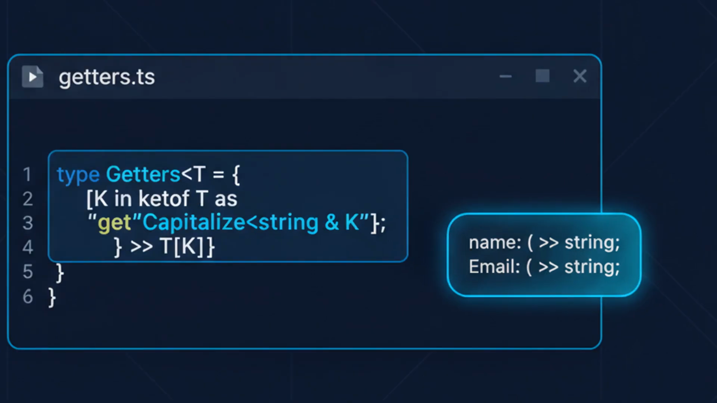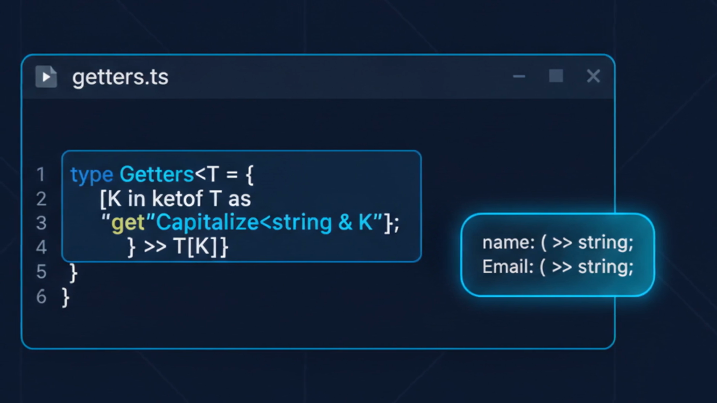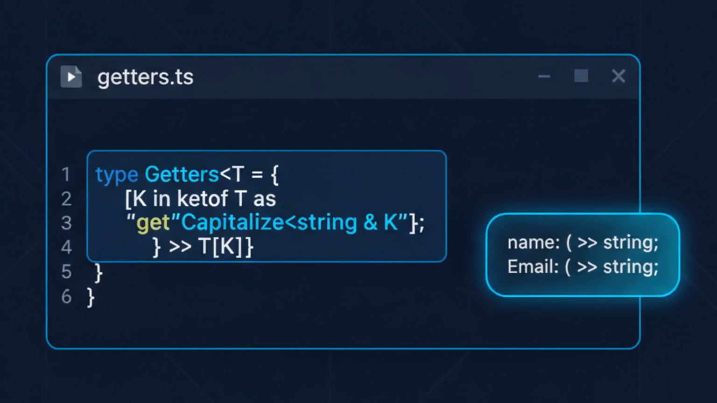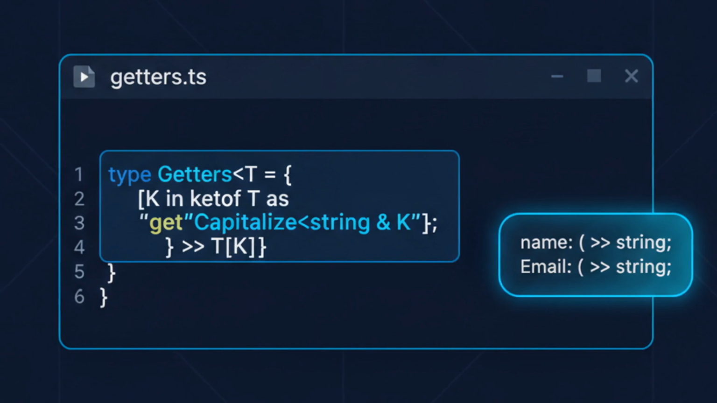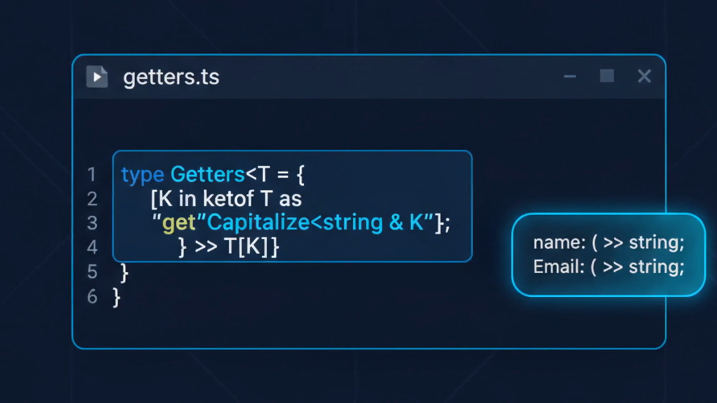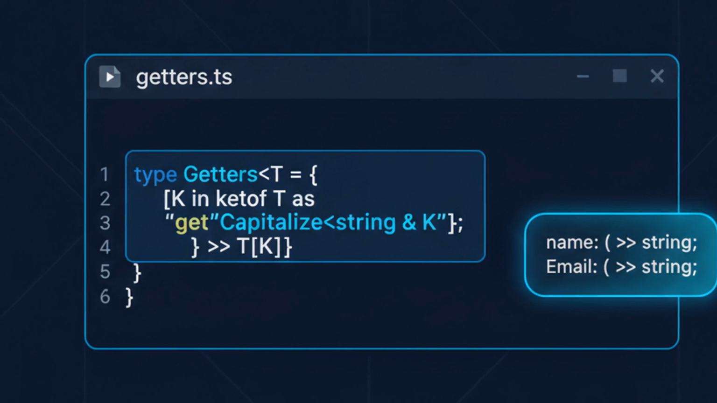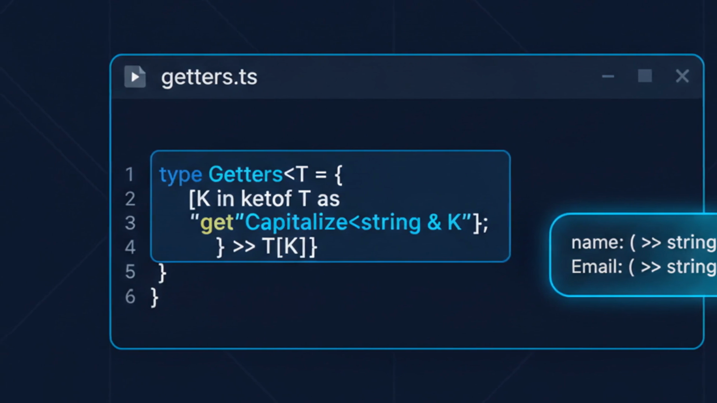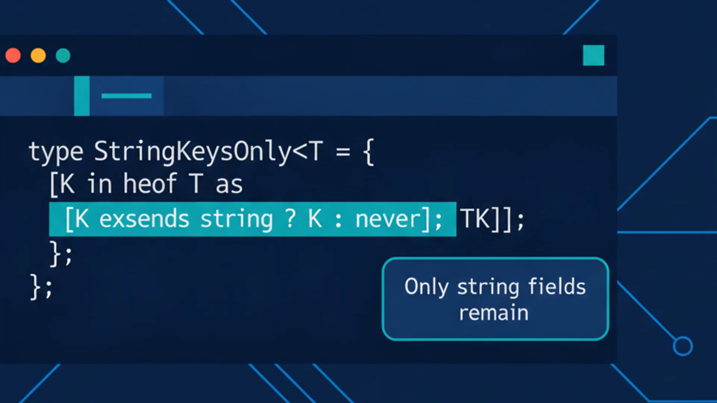TypeScript 4.1 introduced one of the most powerful additions: key remapping using the as clause. This lets you rename keys as you map over them. Combine it with template literal types, and you can generate getter method names automatically. Here, we turn each property into a getter. Name becomes getName, email becomes getEmail. Capitalize is a built-in intrinsic type that uppercases the first letter. This is type-level metaprogramming.